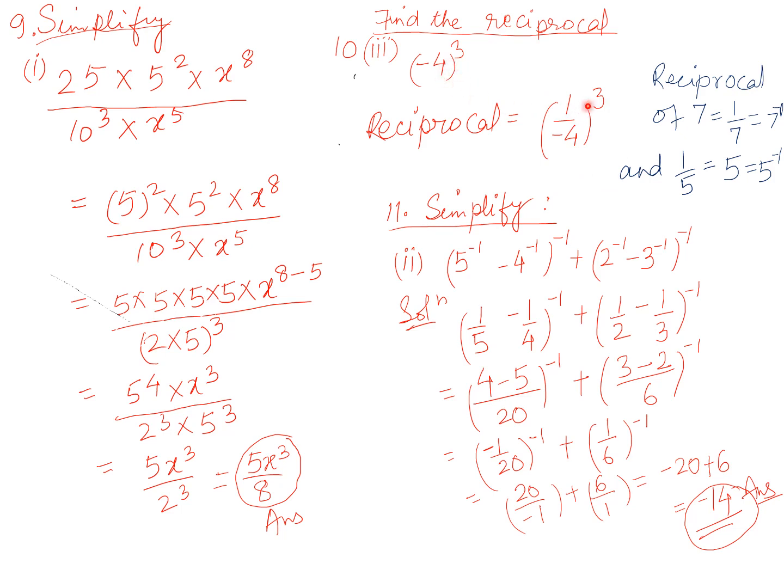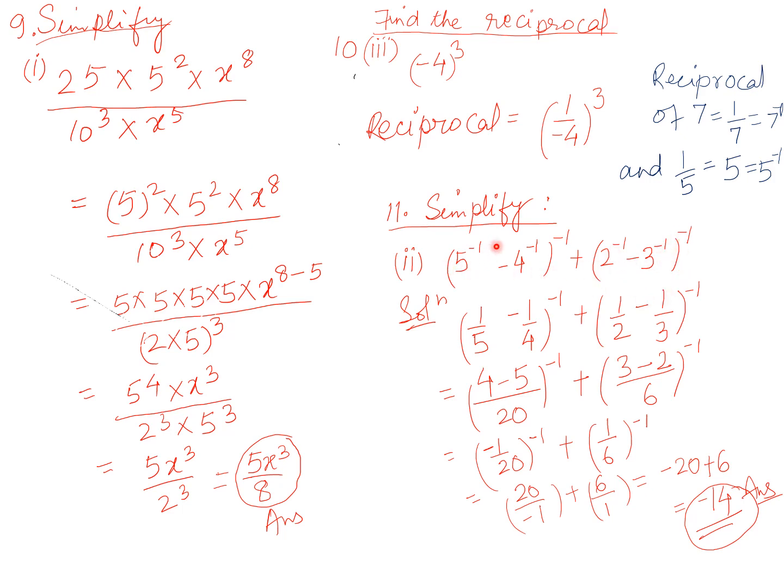So minus 4 is written as 1 by minus 4 to the power 3. That is your answer. Question number 11, sub part 2, they are asking to simplify. You just have to solve it. (5 to the power minus 1 minus 4 to the power minus 1) in the bracket to the power minus 1 plus (2 to the power minus 1 minus 3 to the power minus 1) in the bracket to the power minus 1.